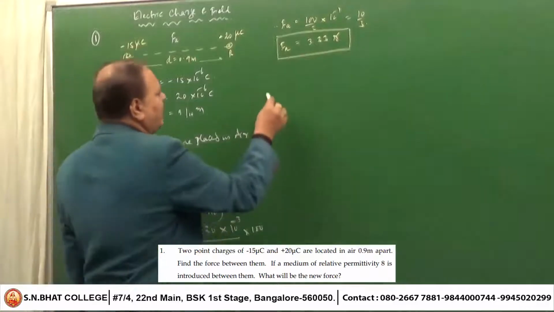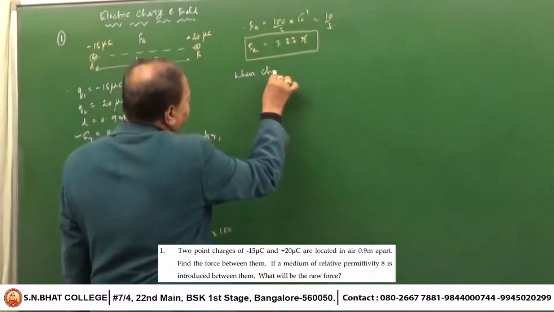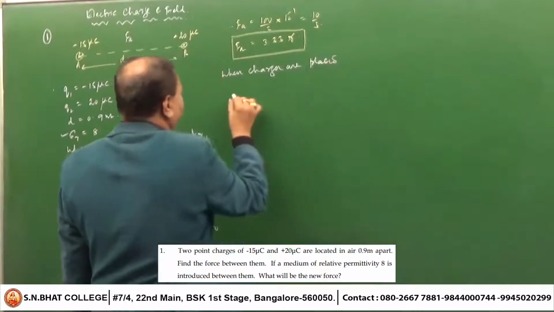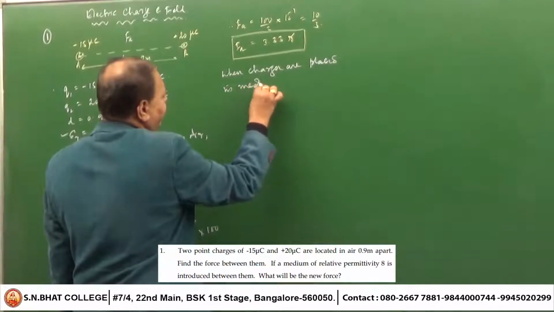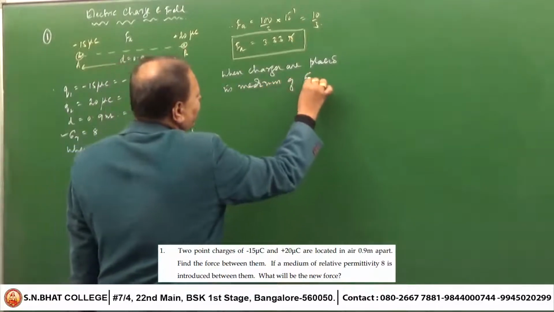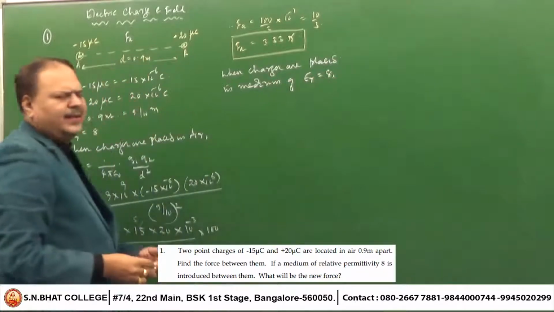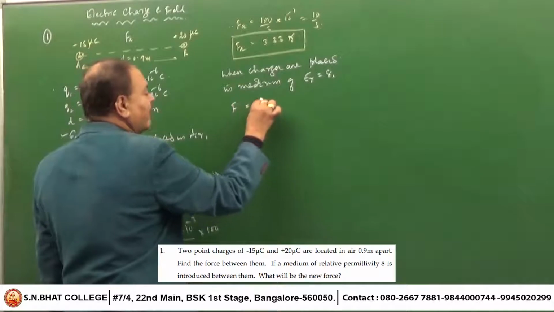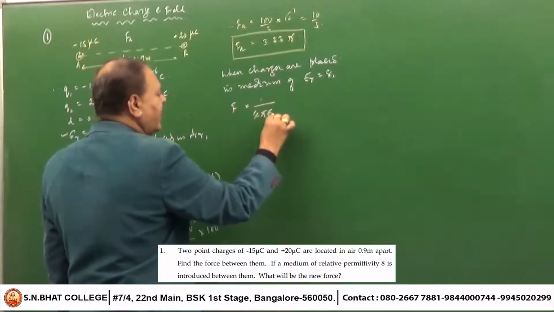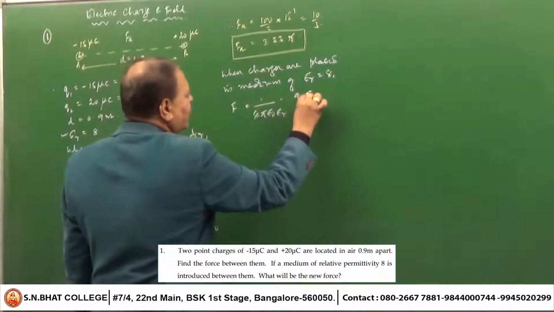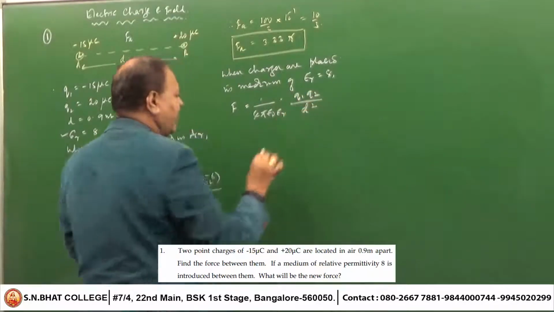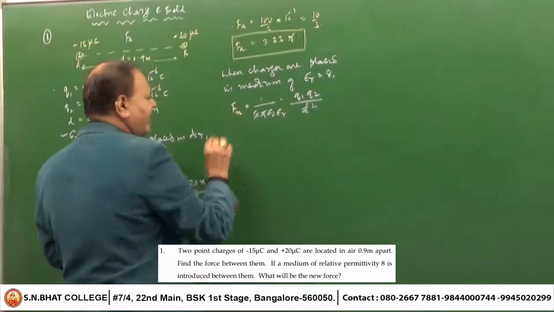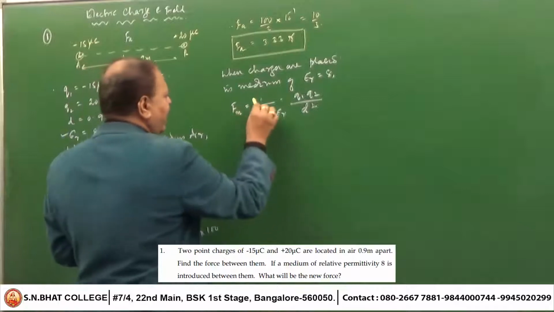You must write, when charges are placed in a medium of relative permittivity 8, then the force is given by F is equal to 1 by 4 pi epsilon naught into epsilon r, Q1 Q2 divided by d square. Since it is placed in the medium, you call it Fm.